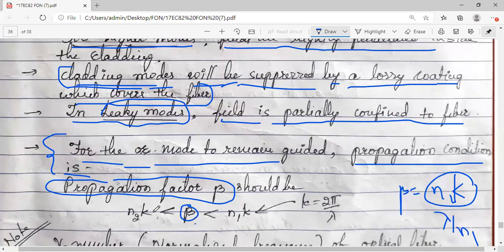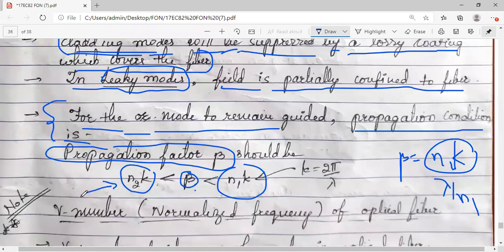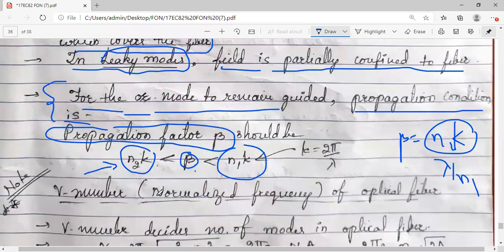So beta, this value should be within this range, between n1 into k and n2 into k. This is the condition. If this condition is satisfied, then only most of the power will be concentrated in the core material. The field will be in the core material. This is the condition for proper propagation, in order for the modes to remain guided, to keep the field distribution in the center core.